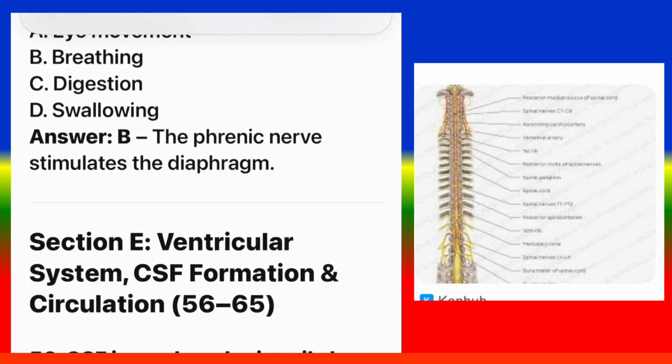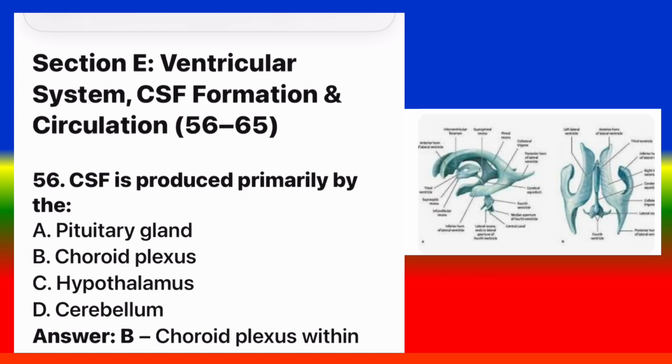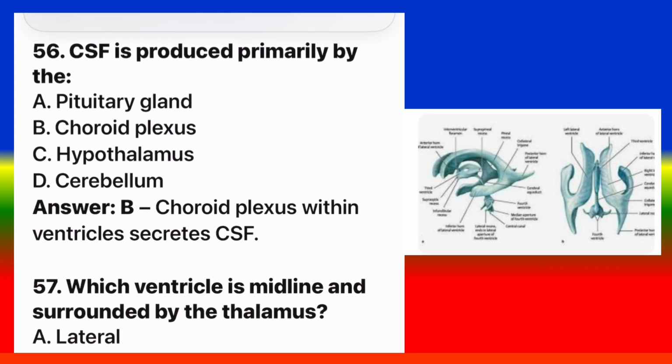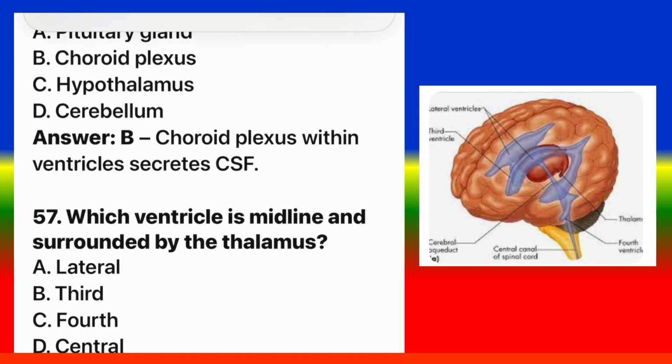Section E. Ventricular system, CSF formation, and circulation. 56. CSF is produced primarily by the A. Pituitary gland, B. Choroid plexus, C. Hypothalamus, D. Cerebellum. Answer B. Choroid plexus within ventricles secretes CSF.